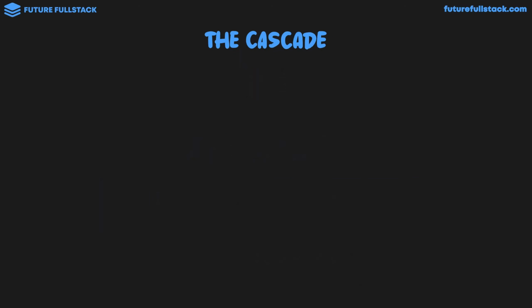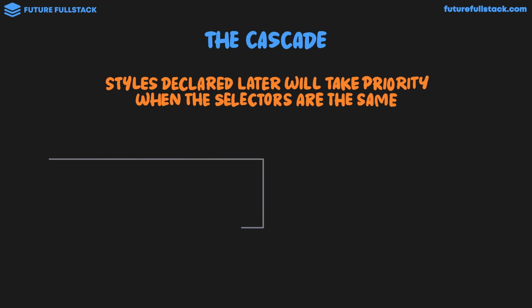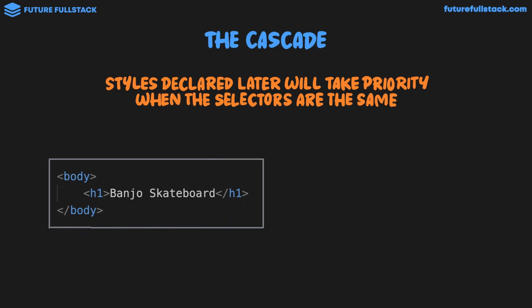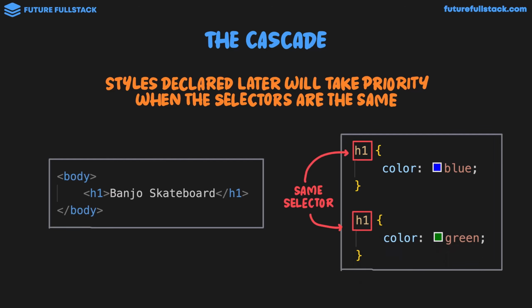The cascade is about how styles declared later will take priority when the selectors are the same. For example, looking at this snippet of HTML, we have an H1. In CSS, we could style the selector by using the type selector to grab the H1 and then give it a color of blue. Later on in the sheet, we can grab the H1 again using the type selector. So in this example, we're using the same selector, the H1 type selector. And we know because of the cascading nature of CSS, styles declared later will take priority. So in this case, green overrides blue. So the H1 will no longer be styled blue, it will be styled green.